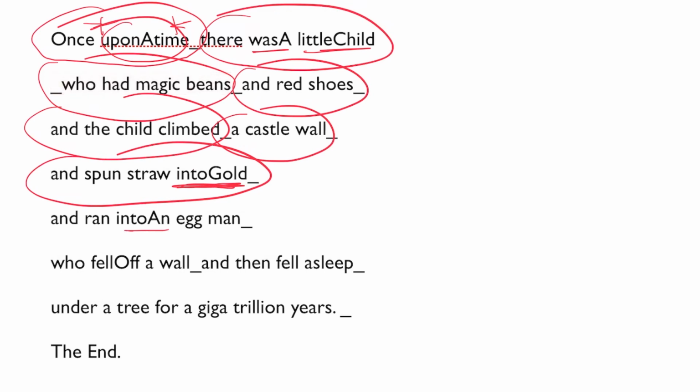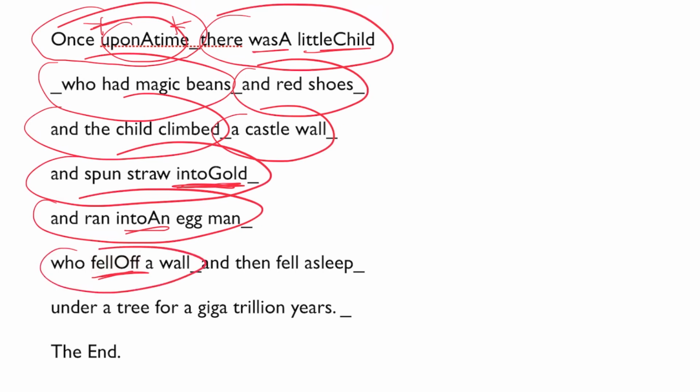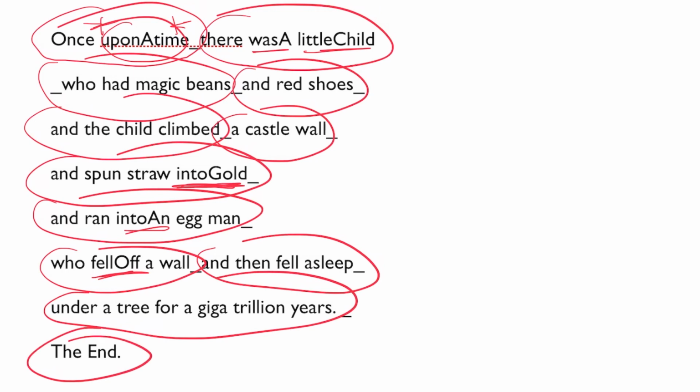And ran into an Eggman, okay? So into an is joined together. And who fell off. So fell off is joined together, a wall. And then fell asleep under a tree for a gigatrillion years. So basically, you can see now that this word here and this word here, sorry, it's a bit messy, and this word here, these are the words which are being joined together, and this is how we use this technique to help us speak quickly.